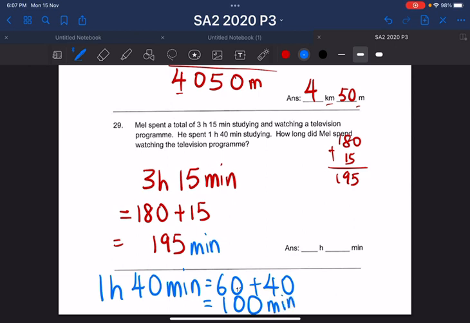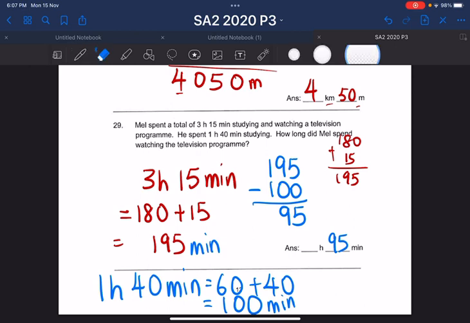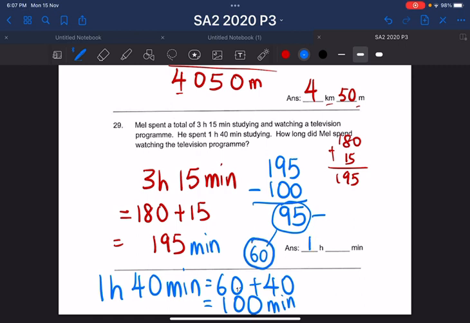So do you think you can find out how much time is spent on the TV? All you need to do is to take the big number minus the small number. You will get 95 minutes. Now, of course, you cannot just leave 95 minutes like that, because you need to have your answers in hours and minutes. Those who are very fast know that 95 is actually made up of, like number bond, 60 and 35.